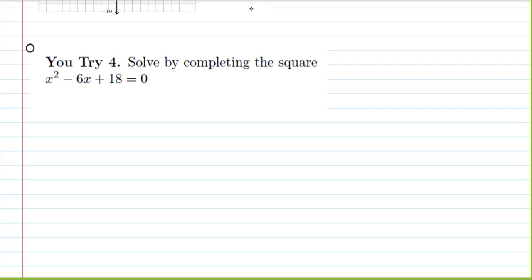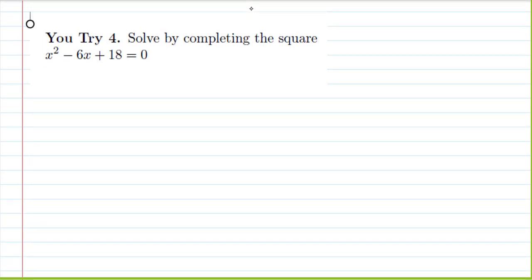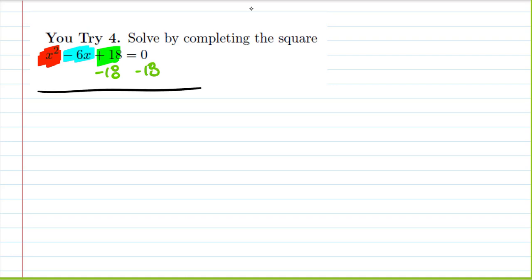So let's start with the idea of what completing the square is. Completing the square has its origins in ancient Greece. So I'm going to color code these things. I'm going to have my x squared, my negative 6x, and then my 18. So to complete the square, I'm going to subtract 18 from both sides, which doesn't put this in standard form, and leaves me with x squared minus 6x is equal to negative 18.